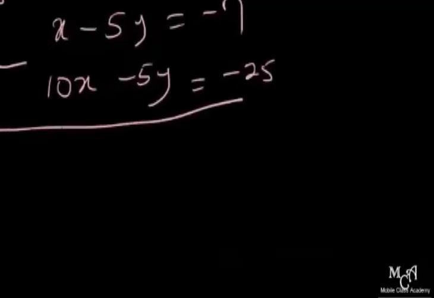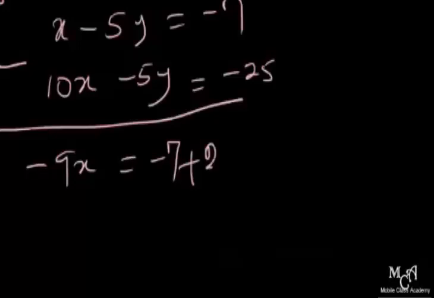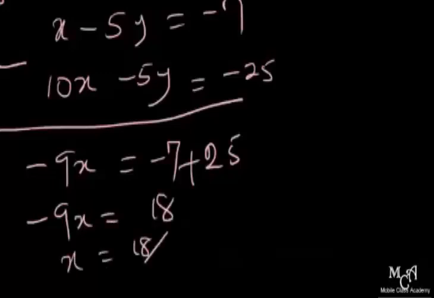Okay? So if I subtract, what is x minus 10x? That will give me minus 9x. Then I have minus 7. Then we have a negative sign and a negative sign, and so it becomes plus 25. So this gives me minus 9x. 25 minus 7 is 18. So this is equal to, so this is minus 9x is equal to 18. So your x is equal to 18 over minus 9, which gives you minus 2. So your x is negative 2.